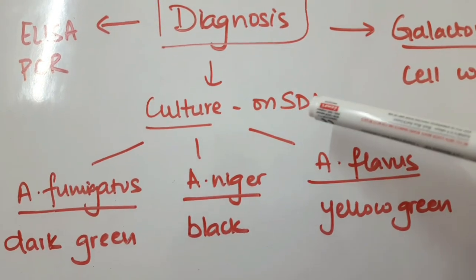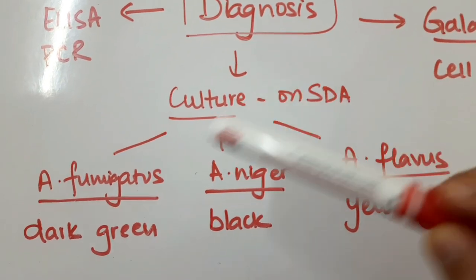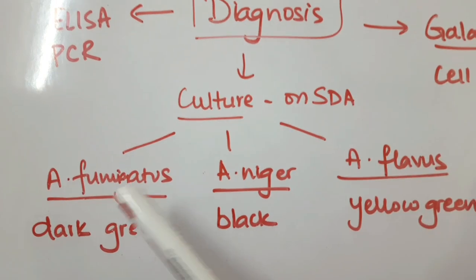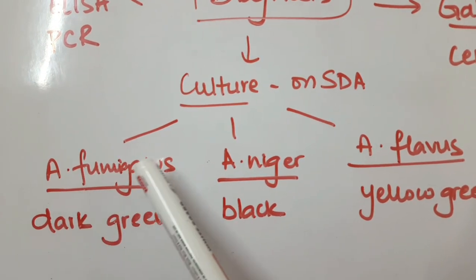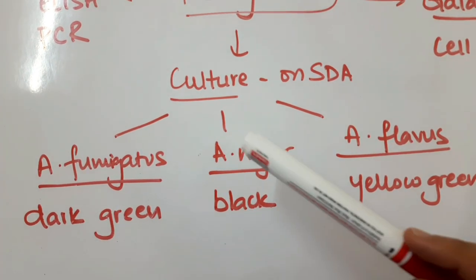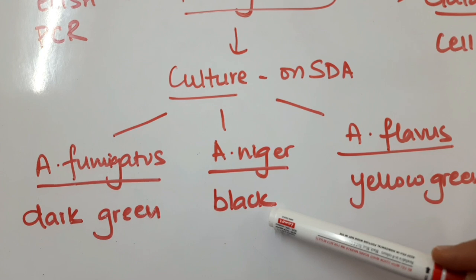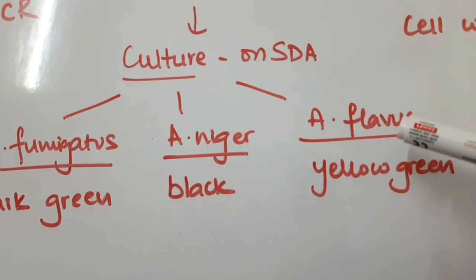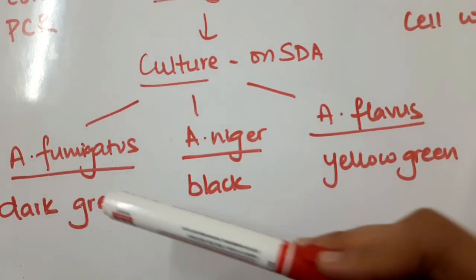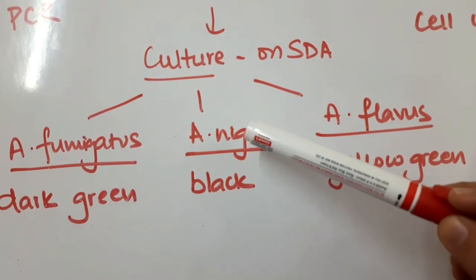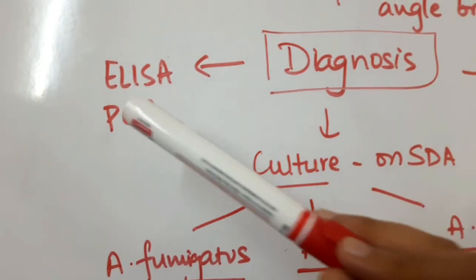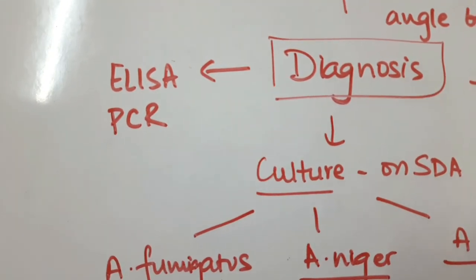On culture, we see that on Sabouraud's dextrose agar, all three Aspergillus species will have a different appearance. Aspergillus fumigatus will have dark green colored colonies. Aspergillus niger will have black colored colonies, and Aspergillus flavus will have yellow-green colored colonies. Fumigatus is dark green, niger is black, and flavus is yellow-green. We can also do ELISA or PCR for the diagnosis.